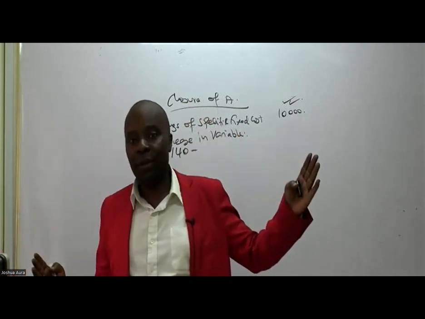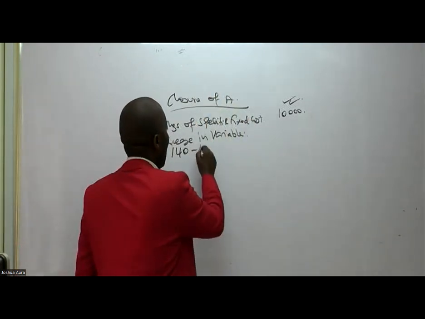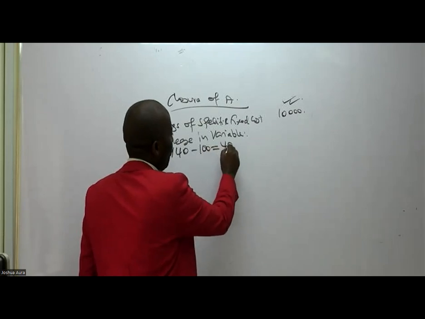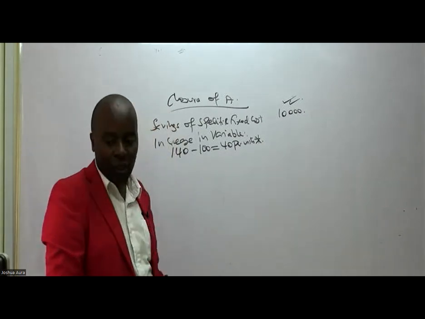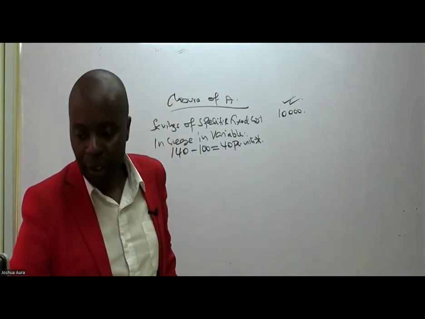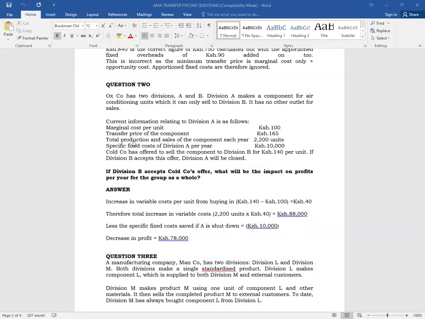It was costing us 100. This new guy who is coming on board wants to charge us 140. So in this case there is an increase of 40 per unit. And how many units do we have in total, really? The units which they want us to produce in total, we've been told somewhere. It is the total production and sales for the component for a whole year. It is 2,200.